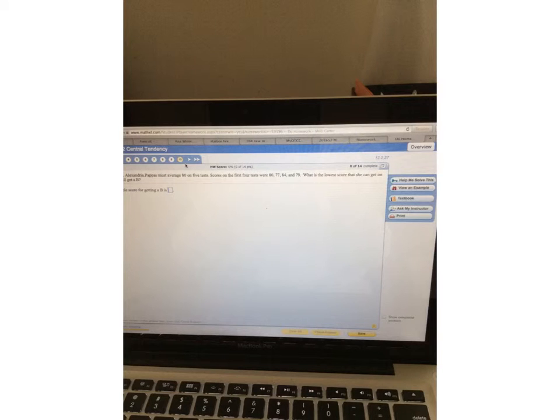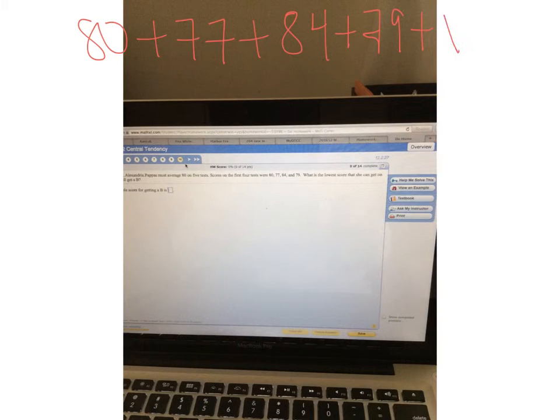One last homework problem that I want to look at with you, and this one is on figuring out what you need to get on a test to have a B test average. So they've given you an 80, you've got a 77, you've had an 84, and a 79, and you want to know what do you have to get on this last one to have an 80. We'll call an 80 being a B average.